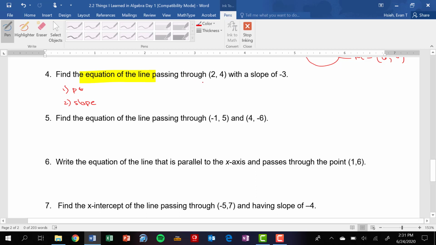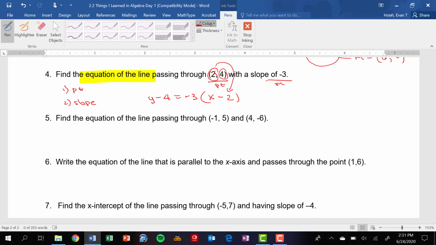So looking through here, passing through a point and a slope. Here's my point. Here's my slope. I can put it into point-slope form, so it's going to be y minus the y value here, 4, equals the slope, which is negative 3, times x minus the point right here, which is 2. And I'm done.